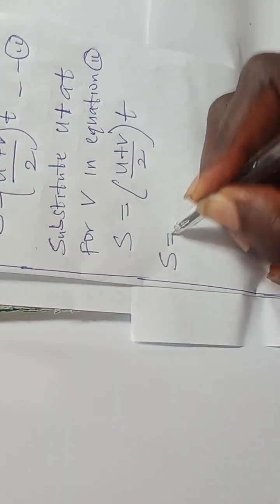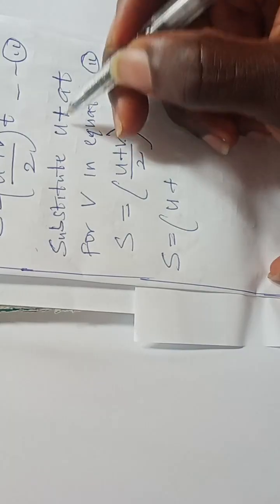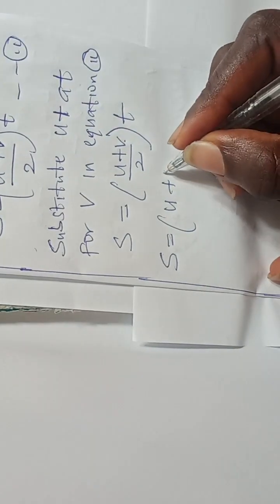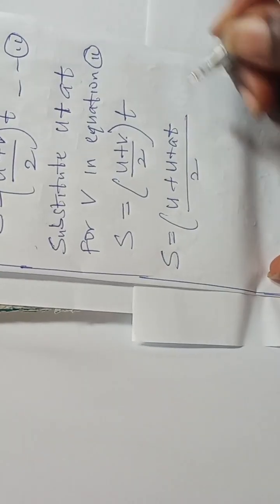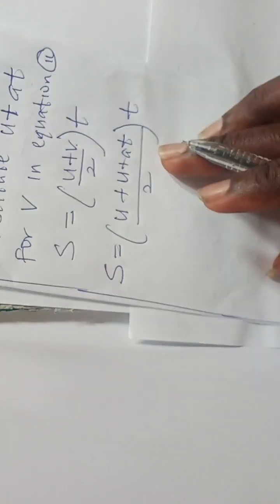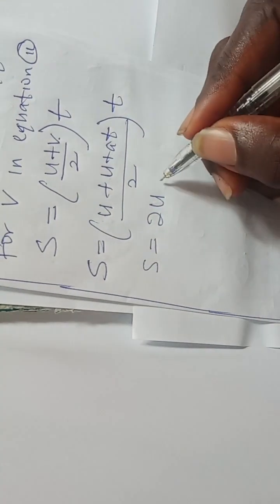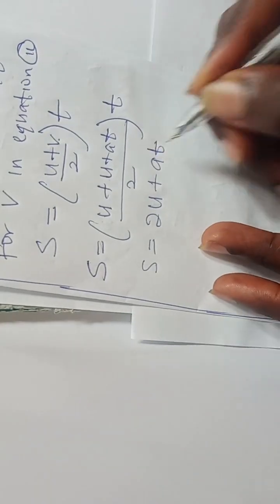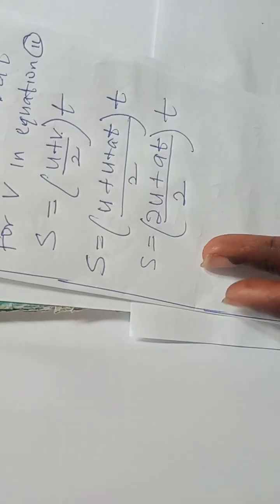Now we have s is equal to u plus v. As we have said here, we are going to represent this v with u plus at, all over 2, all in bracket t. So this one means 1u, another one 1u. 1u plus 1u, we have 2u. So s is equal to 2u plus at all over 2, all into bracket t.